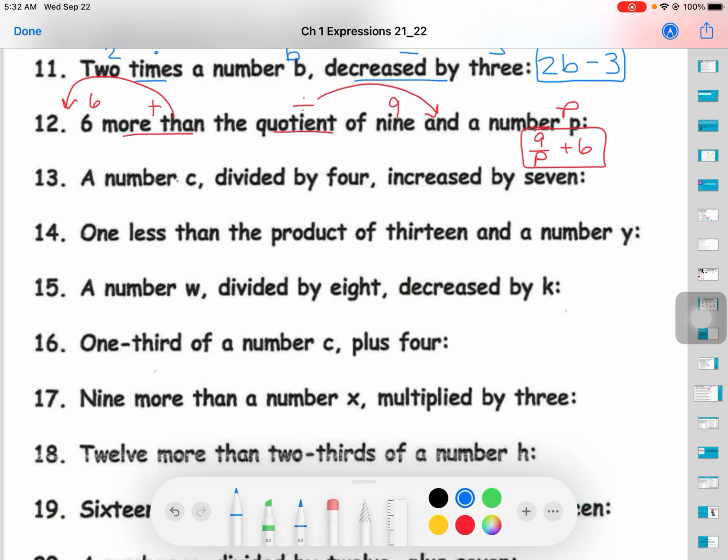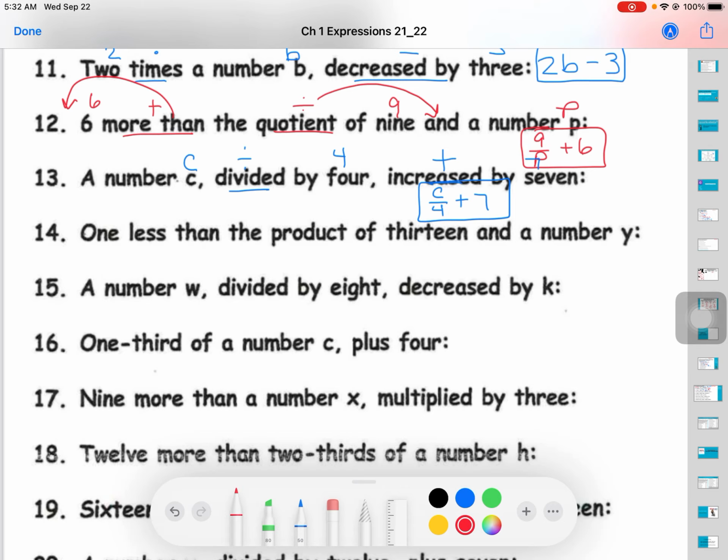Let's try another example. A number c divided by 4 increased by 7. So if I put this together, c divided by 4, and it's telling us increased by 7. So it'd be plus 7 at the end. And you see that I'm boxing in our answers as well.